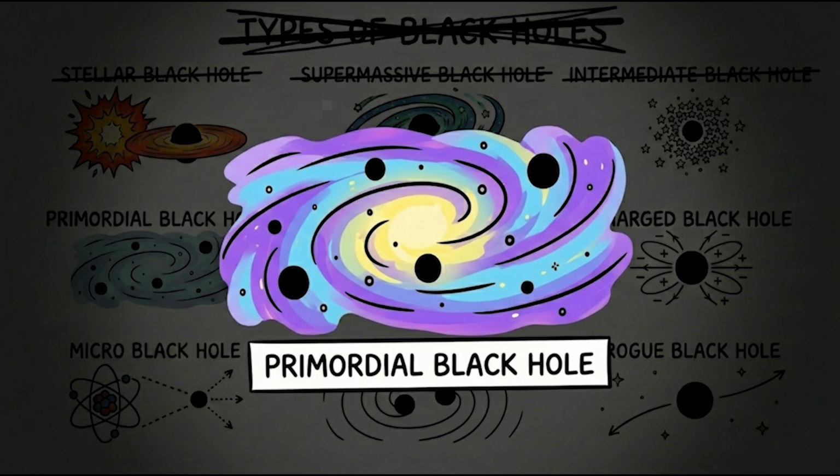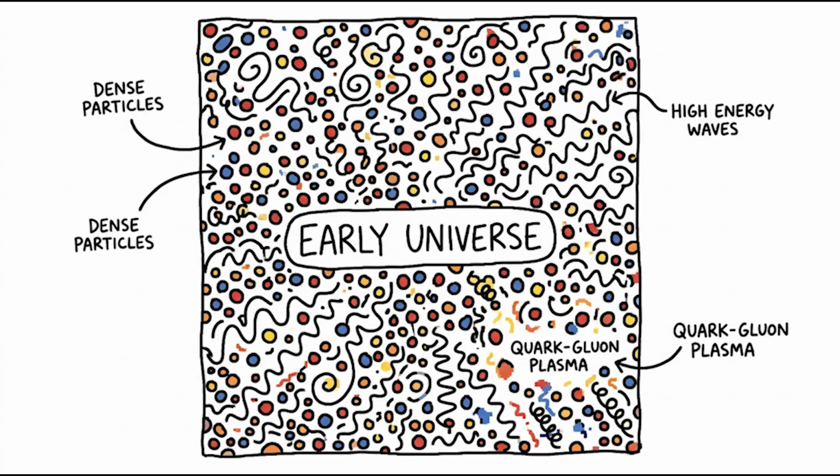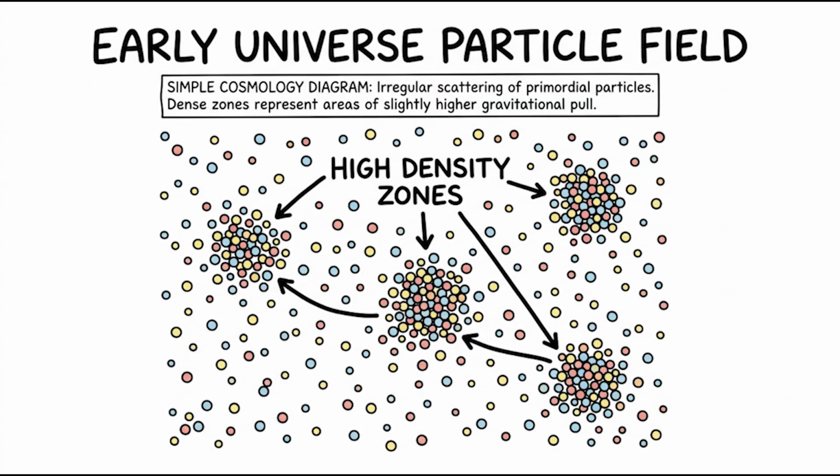Alright, now we get into something a little more theoretical. Primordial black holes. These aren't formed from stars at all. They may have formed right after the Big Bang. The universe was incredibly hot, dense, and chaotic. Everything was packed tightly together. In some areas, matter may have been slightly more concentrated than others. Tiny differences, but enough to matter.